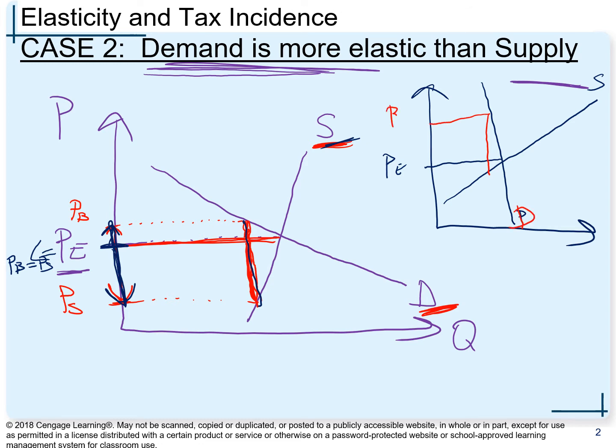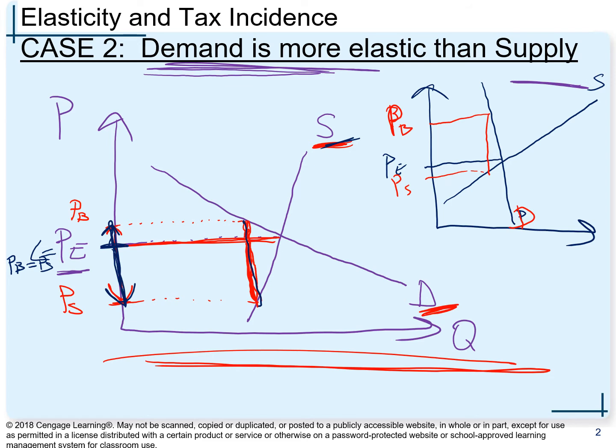Remember, that was the price that buyers were paying, and that was the price that sellers are receiving. What kind of conclusion are we going to make from these two cases? Who is paying the greater burden of the tax? Here we have inelastic supply, and sellers were paying the greater burden of the tax. Here we have inelastic demand, and buyers were paying the greater burden of the tax.